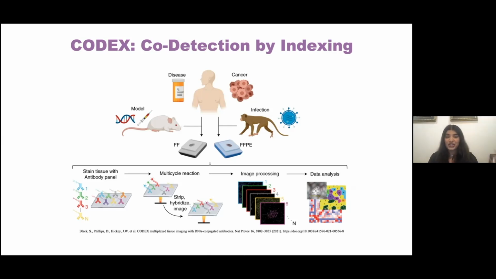We began by initially staining that FFPE tissue with the antibody panel of those 60 different biomarkers before we performed a multi-cycle reaction where we imaged 3 different antibodies and added a nuclear stain to this cycle.